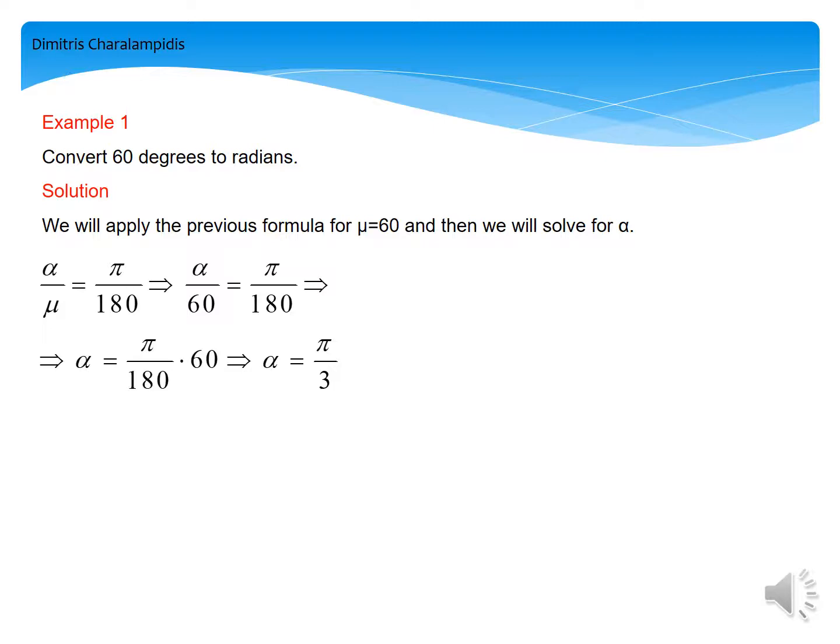So, we start by writing A over μ equals pi over 180. Thus, A over 60 equals pi over 180. Thus, A equals pi over 180 times 60. Thus, A equals pi over 3. Hence, 60 degrees, if measured in radians, are equal to pi over 3 rad.